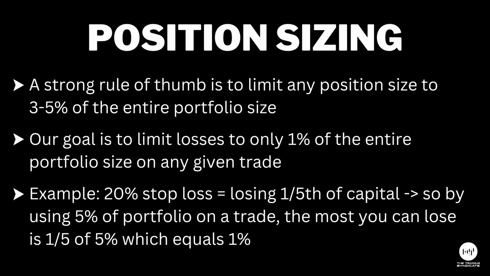Now, if our stop loss was calculated to be, say, 25%, we would then put that in fraction form, and that would be 1/4. So we take the reciprocal of that to get our position size, which is 4%. So if our stop loss hits on that trade at 25%, we would lose 1/4 of 4%, which is of course 1% of our entire portfolio.